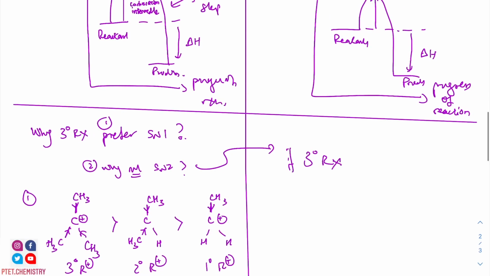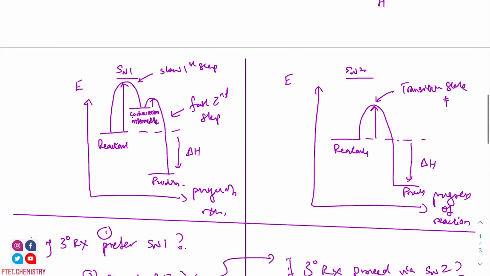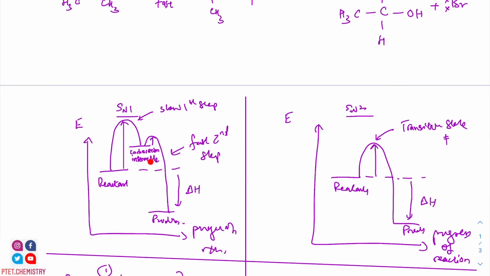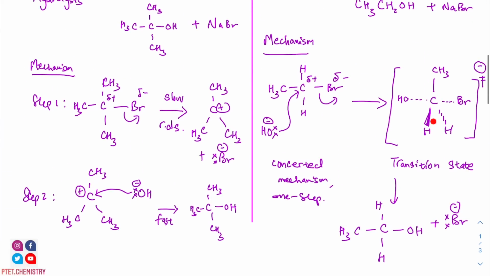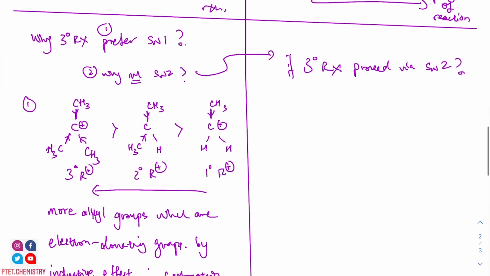If tertiary halogenoalkane proceeds via SN2, is that good or is that bad? All right, let's have a look at this. Just now we looked at the intermediate. We're going to look at the transition state if we have a tertiary halogenoalkane. If we have a tertiary halogenoalkane proceeding via SN2, which it doesn't like to, then the transition state will be looking like this.